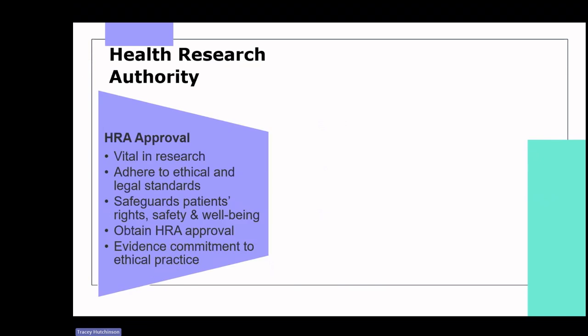Now that we have explored ethical and legal frameworks in professional practice, let's explore this in relation to research in healthcare science. Beginning with HRA, or Health Research Authority. HRA approval is vital in research to ensure that studies involving human participants adhere to ethical and legal frameworks. It safeguards participants' rights, safety and well-being. Healthcare scientists must obtain HRA approval to conduct research, demonstrating their commitment to ethical practice.